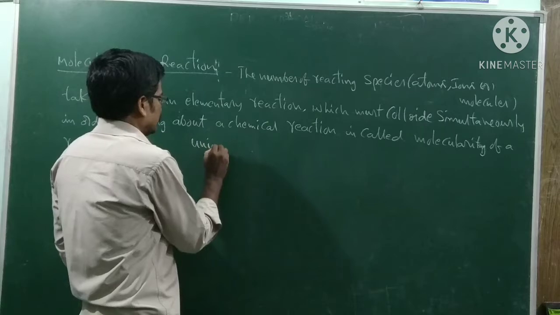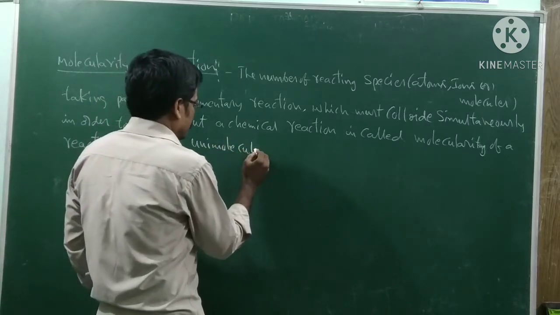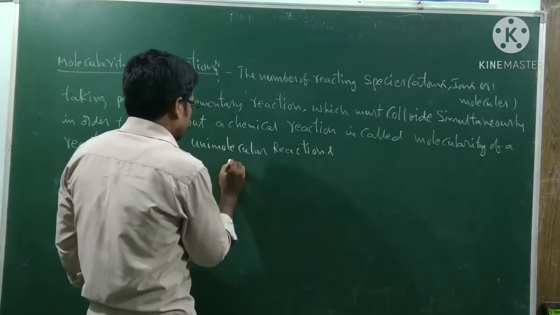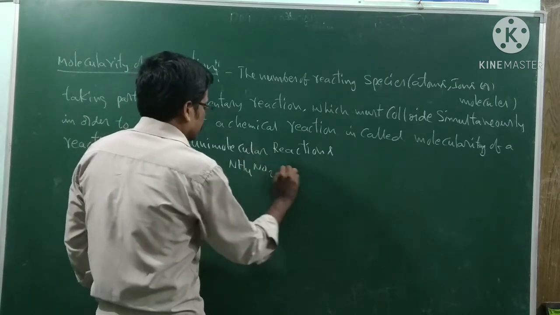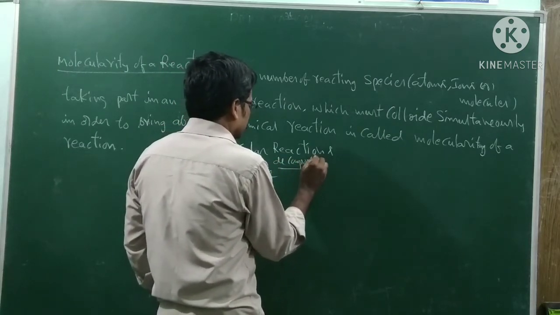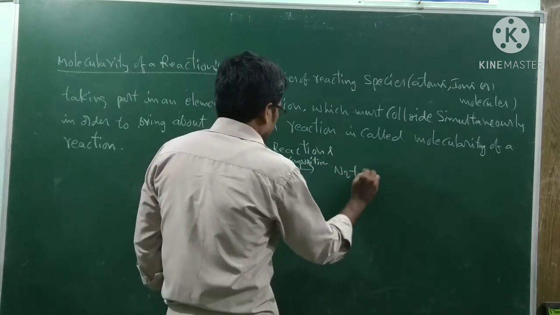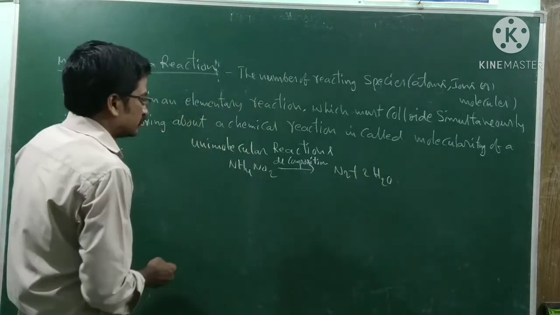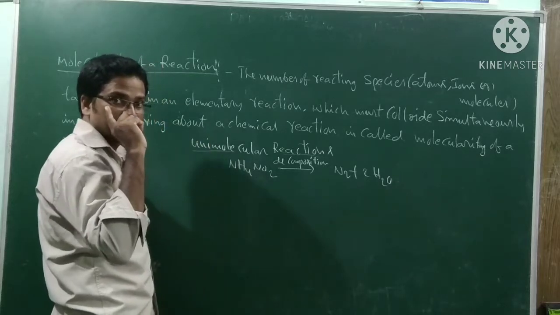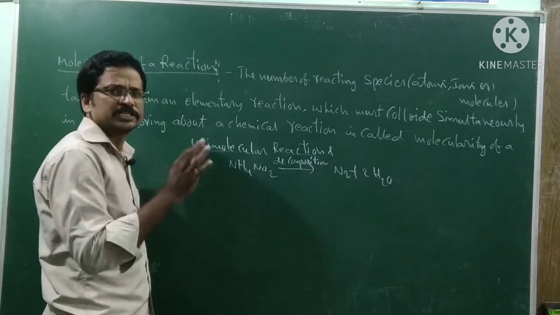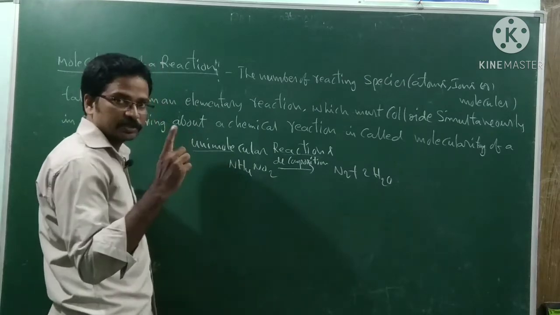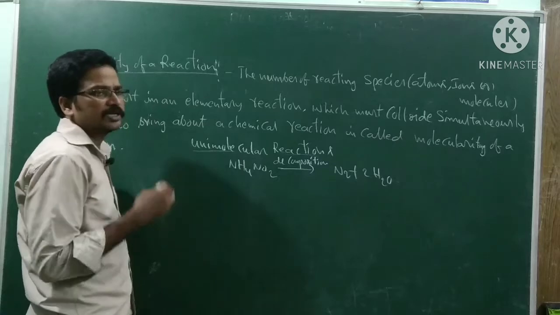Unimolecular reactions. Ammonium nitrite decomposition gives rise to N2 plus 2H2O. So here there is only one molecule that gives these two products, and it is known as a unimolecular reaction. It takes only a single step. Here the number of molecules is 1, so it is a unimolecular reaction. Only a single step gives the products.